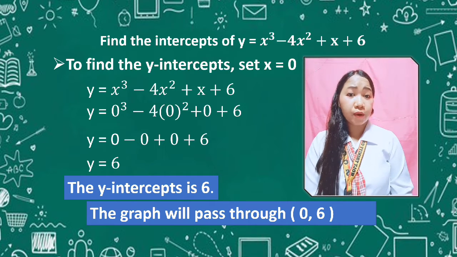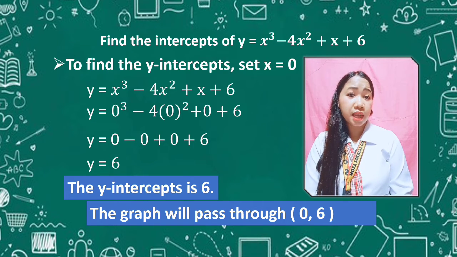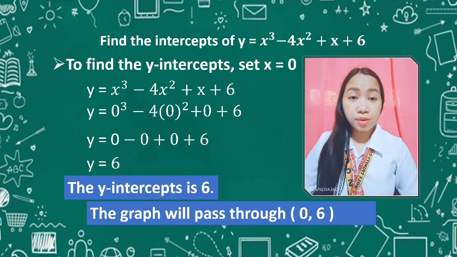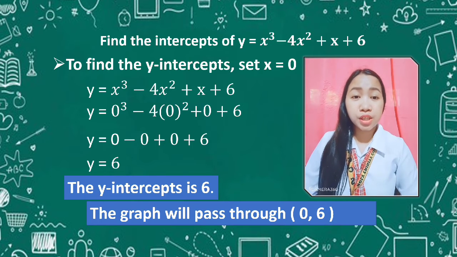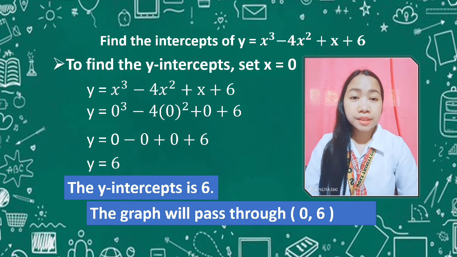So, for y equals x cubed minus 4x squared plus x plus 6, papalitan lang natin ng 0 lahat ng x. Then, magkakaroon na tayo ng value of y. So, now, we have y equals 0 cubed minus 4 times 0 squared plus 0 plus 6. So, now, let's simplify. 0 cubed equals 0. Negative 4 times 0 squared equals 0, plus 0, plus 6.